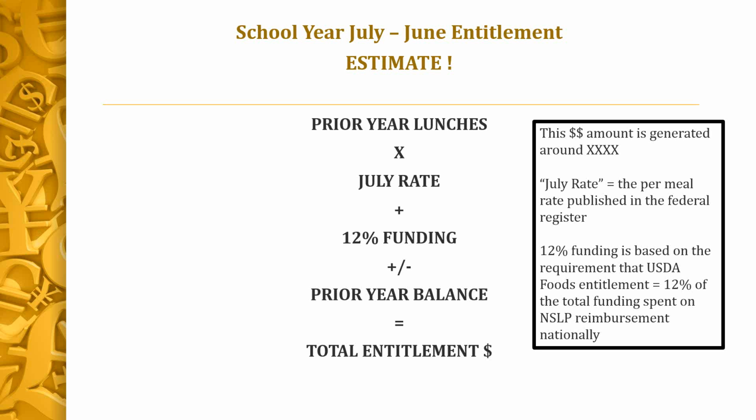And what this dollar amount is based on is a regulation that says that 12% of the total amount of funding spent on NSLP reimbursement nationally has to equate to the USDA Foods entitlement. So it's saying that USDA Foods entitlement nationally must be equal to 12% of the total funding spent on NSLP reimbursement. So the July rate that's published isn't necessarily the end-all be-all final rate that will be given in terms of your per meal entitlement.